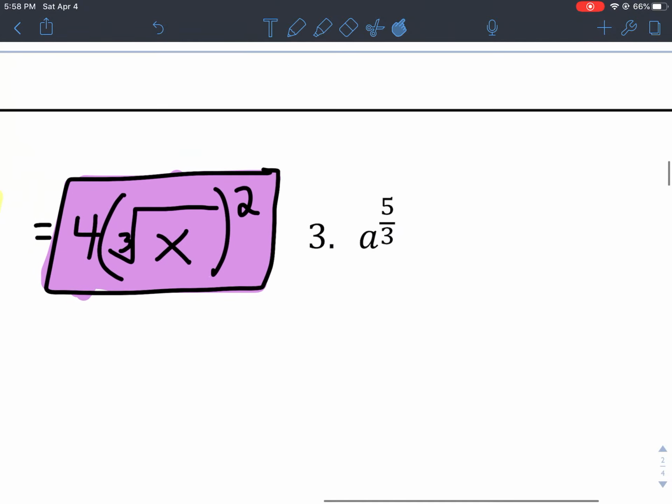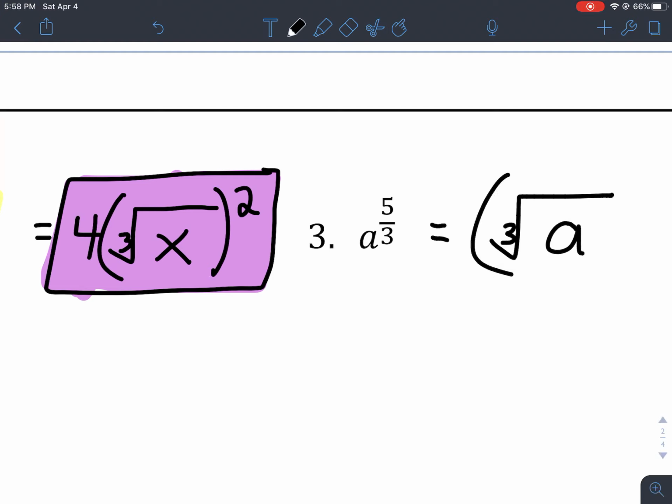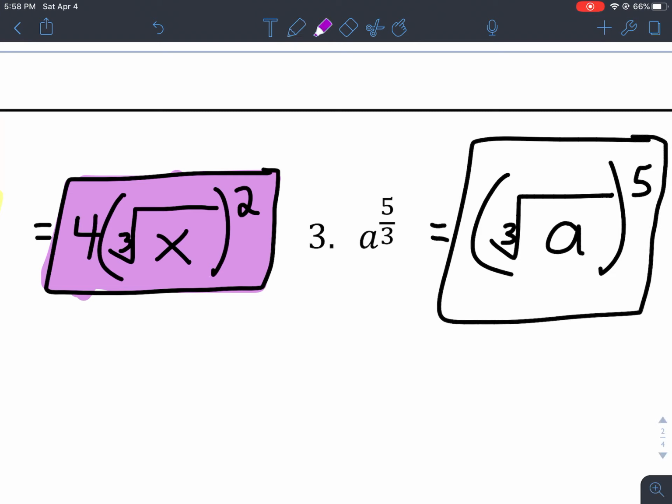And then our last example of the day, a to the 5/3, pretty easy. The 3 goes to the index of the radical. The a stays underneath. The 5 is our exponent outside. And now we have a radical expression.